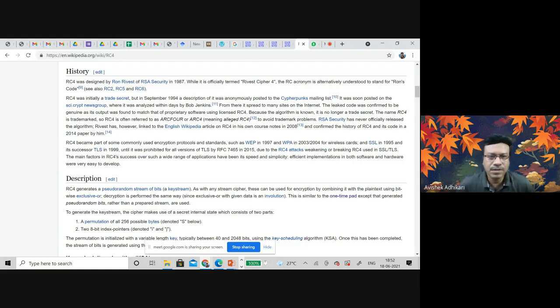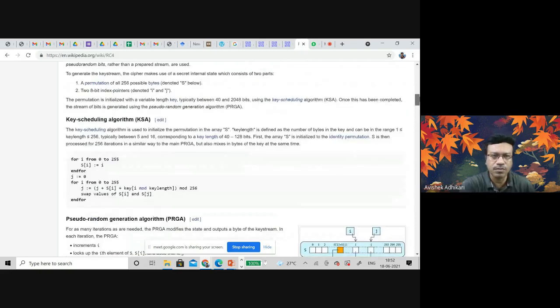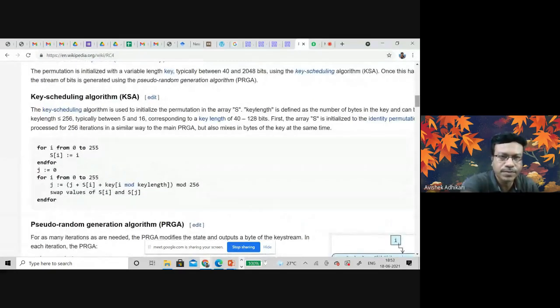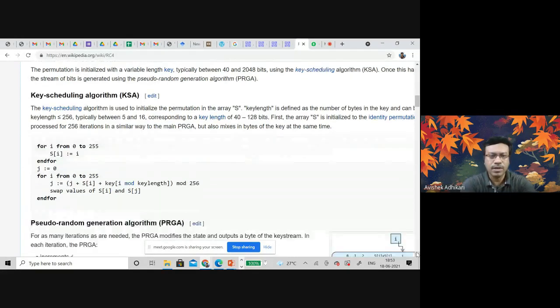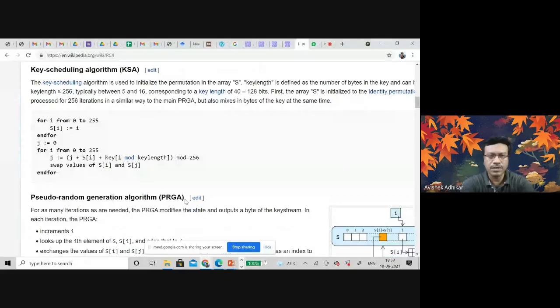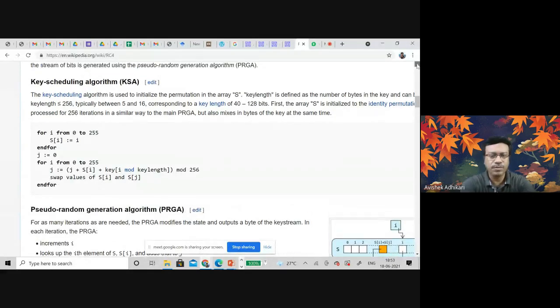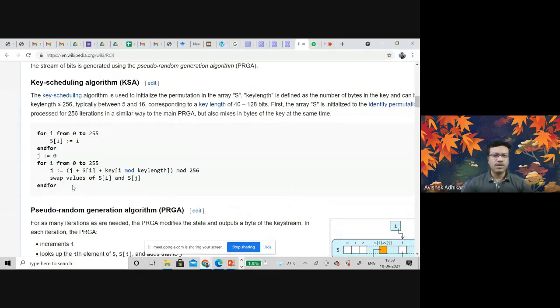The main factors in RC4's success over such a wide range of applications have been its speed and simplicity. It was very simple and very easy to implement. I'm just going to give you the description of it in a simple way. It basically has two parts. One is the key scheduling algorithm, known as KSA, and the other is the pseudo random generator algorithm, PRGA. Now you can see from here, this is only the part of the key scheduling algorithm.